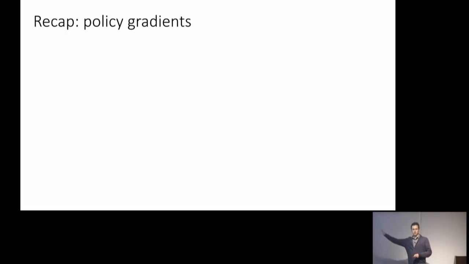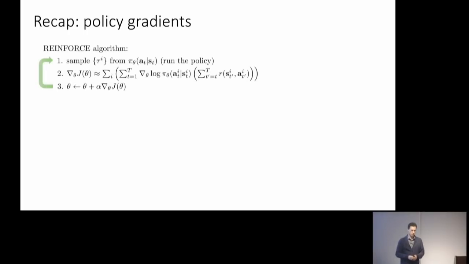Okay, so let's recap the policy gradient stuff since that was a little while ago. The most basic kind of policy gradient algorithm that we covered in this course is the REINFORCE algorithm. The REINFORCE algorithm is very simple. You generate some samples from your policy by running your policy. Then you compute an estimate of the policy gradient by summing together the products of the grad log pi's and the summed rewards. And then you take a gradient ascent step. You basically take your old parameter vector and you add your gradient times some step size.